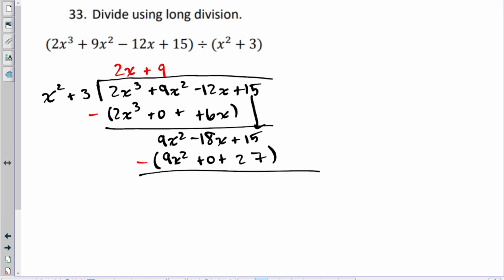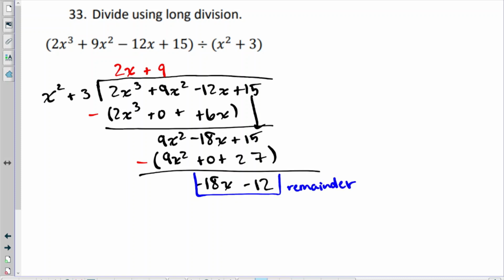And so we're going to end up with a weird remainder, but it's actually going to be okay. So after I subtract these, I'm really canceling these out. Negative 18x stays because I'm subtracting 0 from it. And then 15 minus 27 is negative 12. And now, because the leading term of my divisor is x squared, there's no way to multiply into this. And so I have to stop here. This is my remainder.